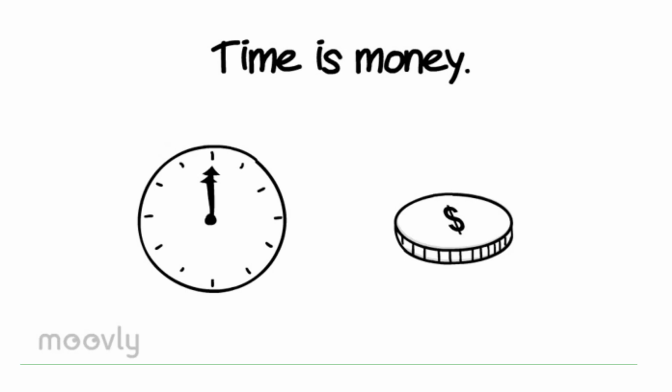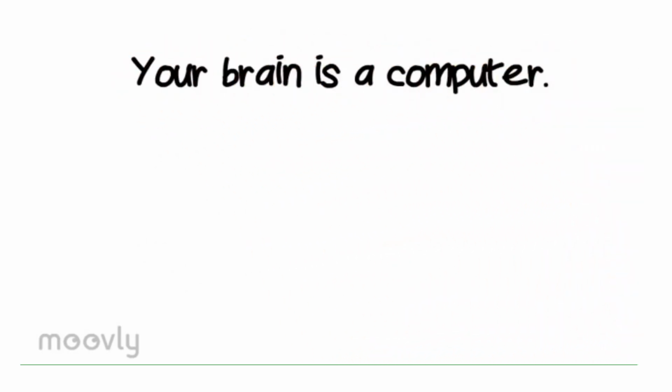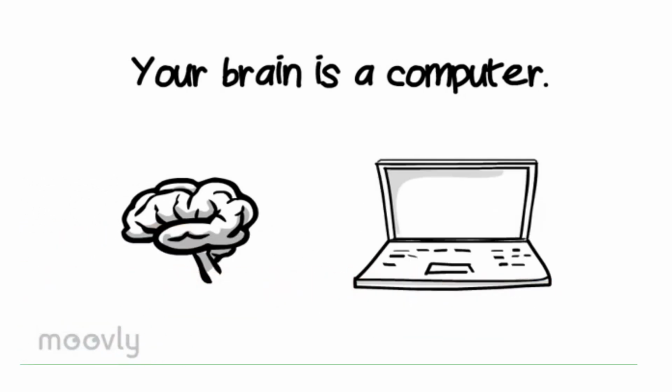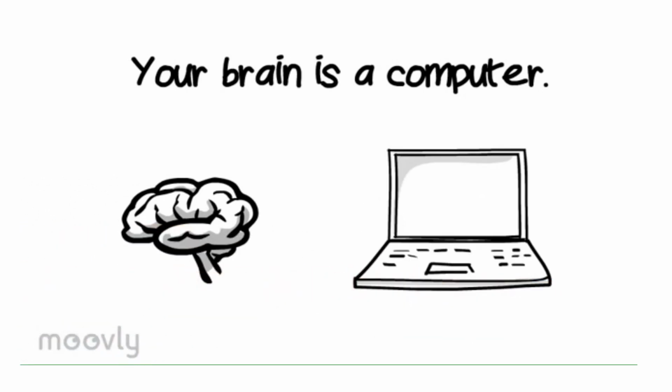Another common metaphor is your brain is a computer. People use this metaphor when explaining how information is stored and how connections are made in the brain. By saying your brain is a computer, the brain takes on the functions that a computer has. This makes it easy for the reader to understand how the brain works.